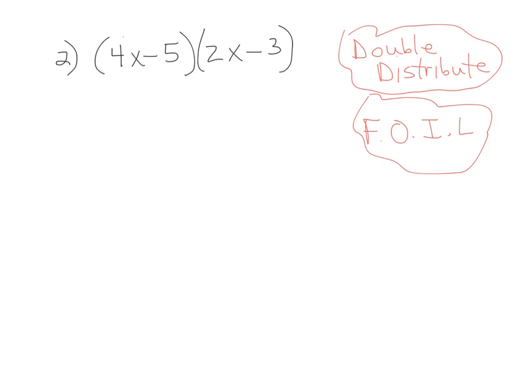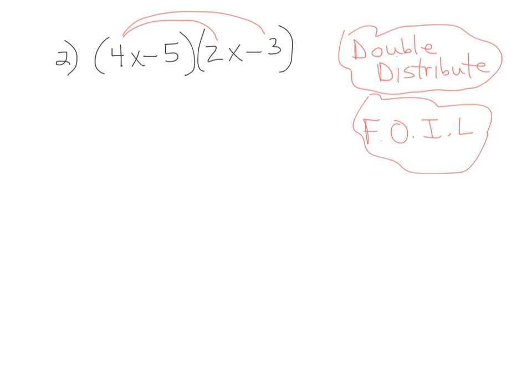First, I'm going to distribute the 4x. Boom, boom. Distributing the 4x. Or you could think of it as first term times the other first term, first times first, and then outside times outside. See how they're on the outside? First times first, outside times outside. Or just think of it as double distribute. Take the 4x and distribute it to the other quantity. All right, here we go.